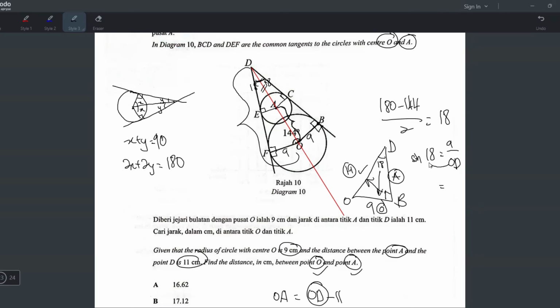Okay, hantar OD atas, dia akan jadi darab. So darab OD, and then sin 18 hantar bawah jadi bahagi. So tekan 9 bahagi sin 18. So let me press this. But this is not the answer. Tapi you tekan siap-siap dulu.